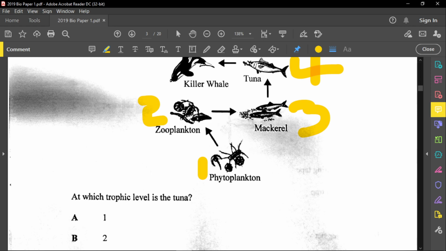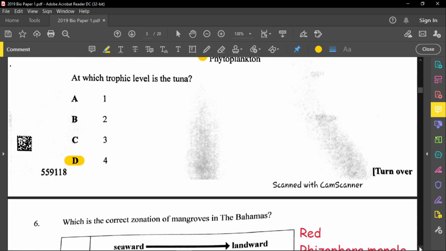After the producer, you will have your herbivore. Your herbivore is the first consumer. So the consumer level starts after the producer, but the trophic level starts from the producer. Please make a note of that, and remember it, and do not get them mixed up.